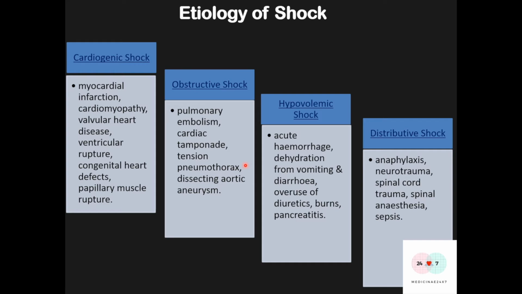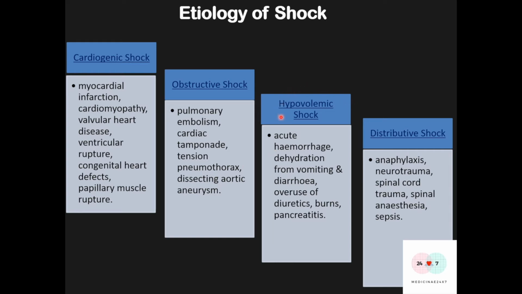Dissecting aortic aneurysm is another condition where there is separation of the different layers of the aorta, and in the separated layers, blood starts to flow from the aorta into the separated layer of the aortic wall.